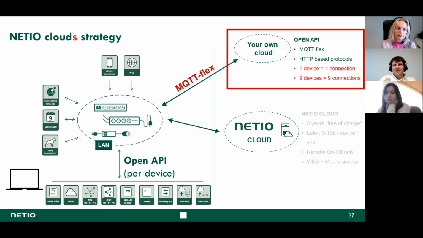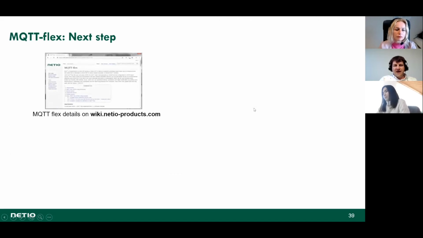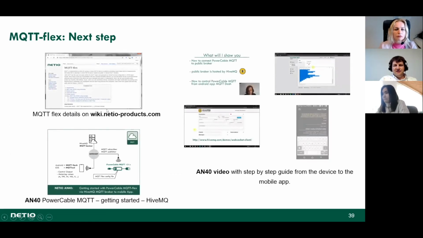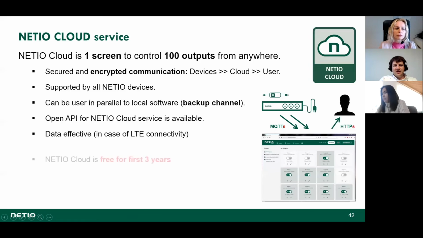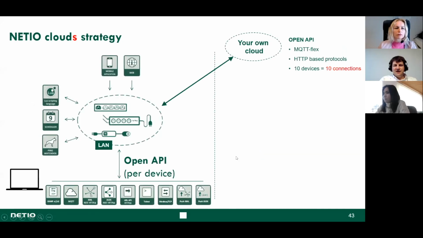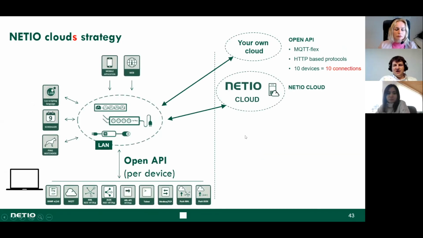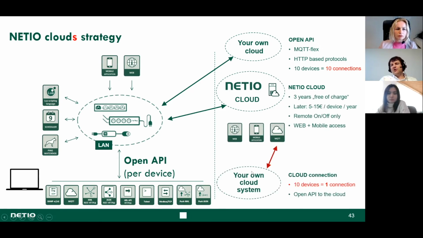It's much easier, and for long-term projects it can be stable, because we can guarantee NETIO Cloud compatibility from a long-term point of view. What does it mean? In the web interface, we have controlling of the device. Here is the log file in the web interface of the unit, and this is some details about application note 40. And here we are about the NETIO Cloud, and basically all I said now too fast is here in more details. So basically, you can have a NETIO Cloud and communicate from the NETIO Cloud to your own system.